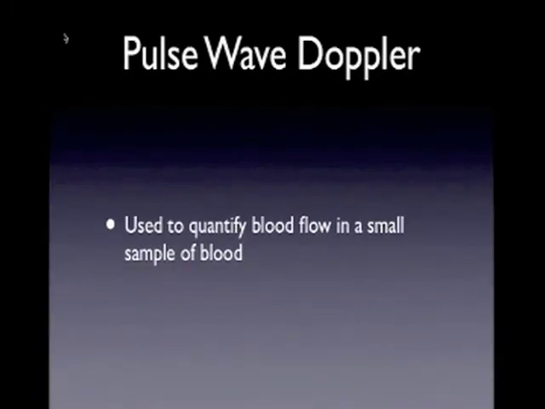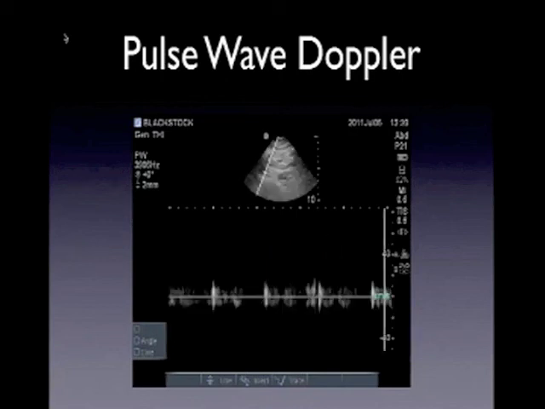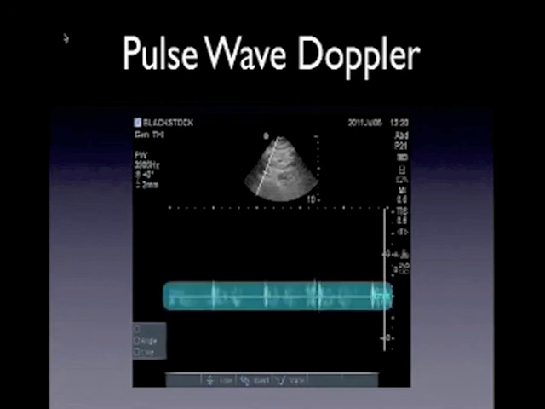Pulse wave Doppler is used to measure the velocity of blood in a small sample of blood volume. The velocity of blood is displayed on the vertical axis of a graph, with the time on the horizontal axis. This pulse wave Doppler function is useful to use when evaluating flow within a vessel or through a valve. The arterial Doppler waveform classically shows pulsatile flow with wide variations in velocity, whereas the venous Doppler waveform shows continuous flow with slight respiratory variations in velocity.